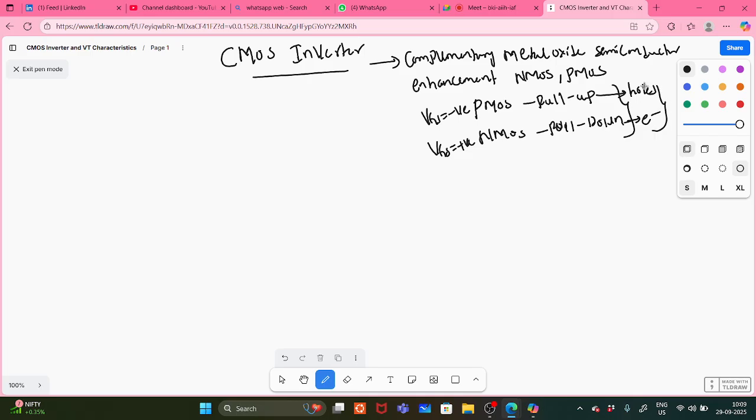Basically, the symbols I told you, but which symbols are we using? Suppose this is NMOS. This symbol we are using. Okay, so if it is NMOS, this is drain, source, and next gate. We are using this one, and this is NMOS.